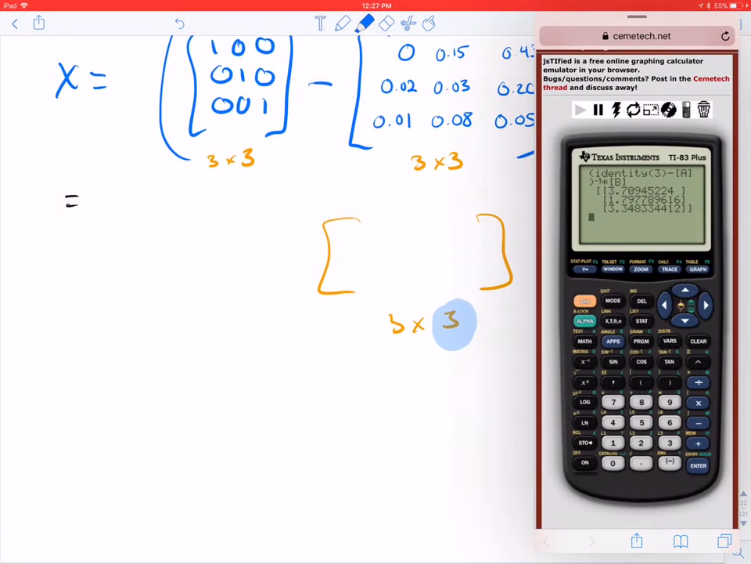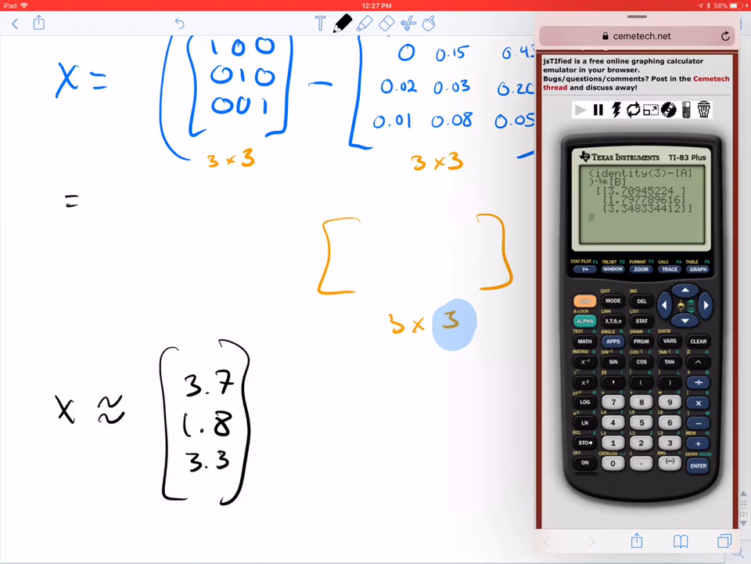I can check my notes really quickly. So we're saying that X is approximately how much of each to meet the demand? This is billion. So 3.7 billion, let me see, 1.8 and 3.3. Let me just check my notes. And again, this is the coal, this is the steel, and this is the electricity. This should be in billions.